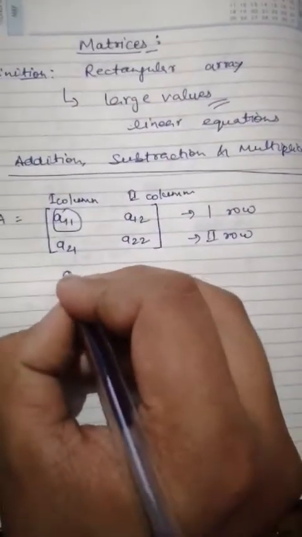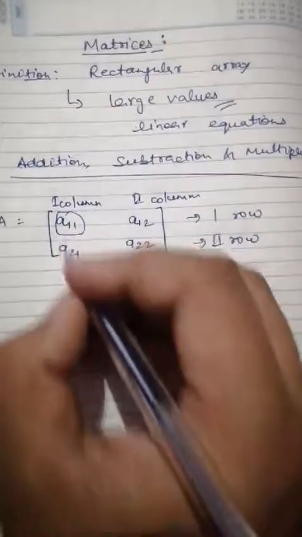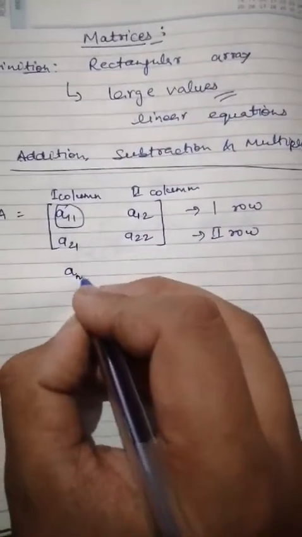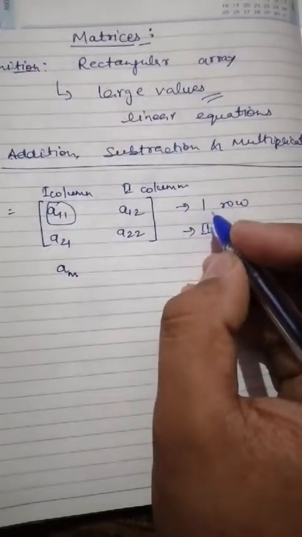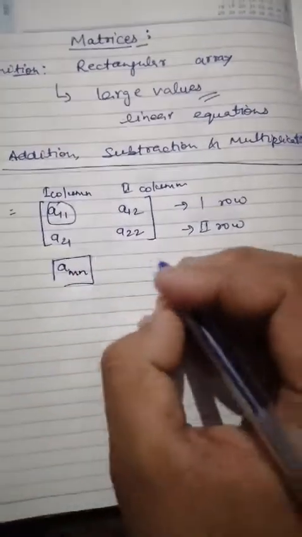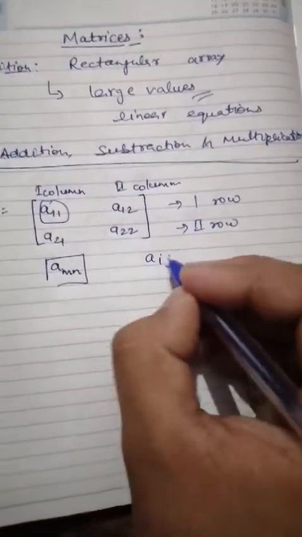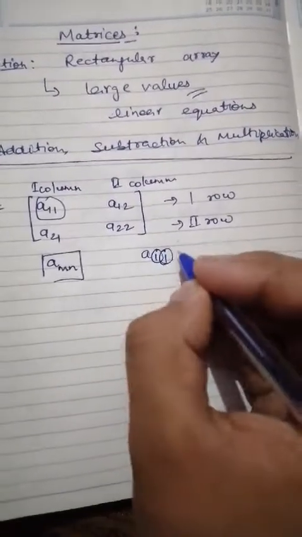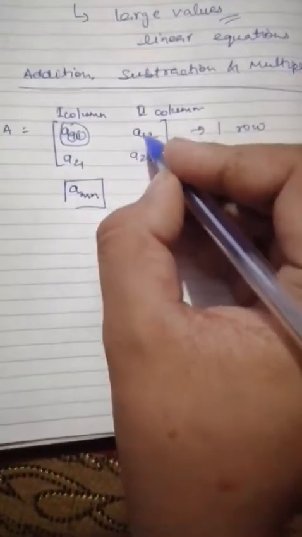So how do we write a particular element? We write first the element A, then its row number, then its column number, which is also known as Aij, where i denotes the row and j denotes the column. So first we write the row number, then the column number, row number 1, column number 2. So this is how a matrix is written.